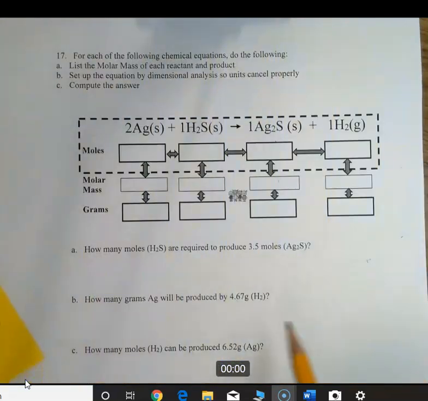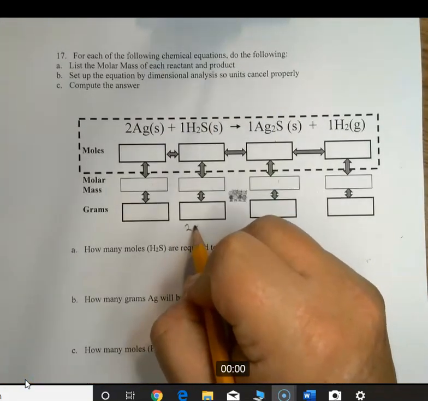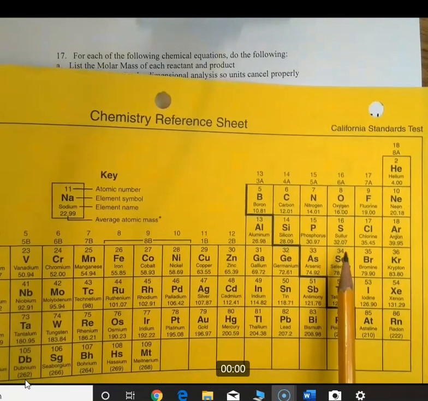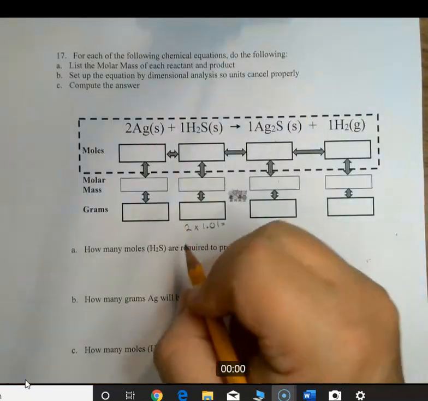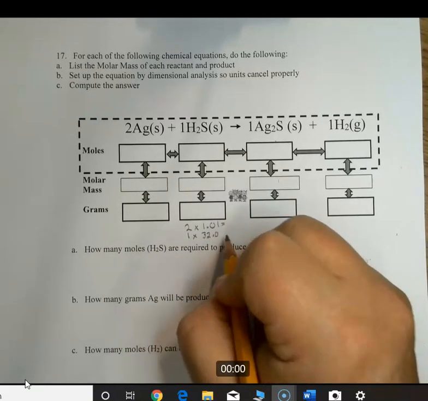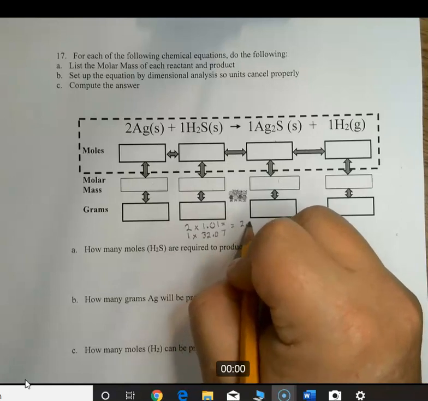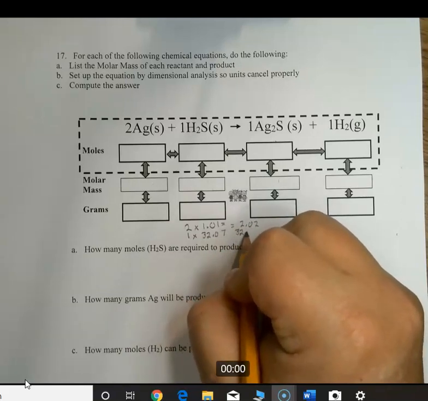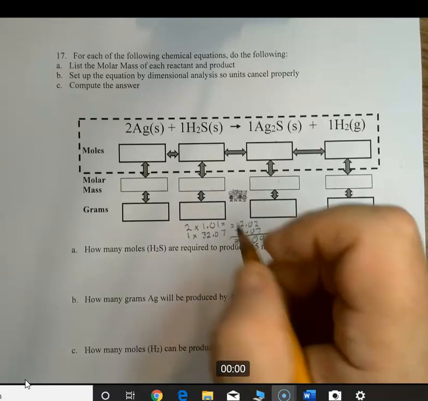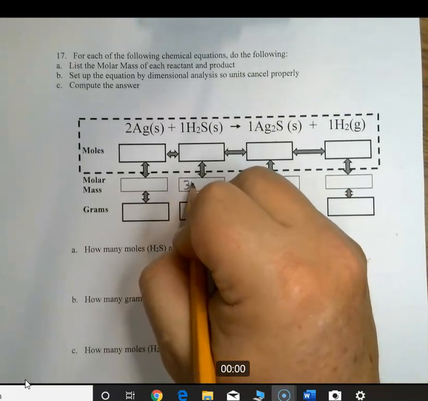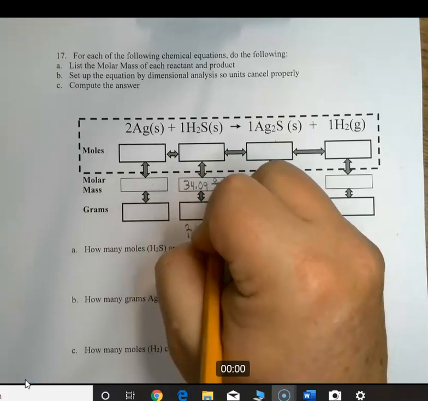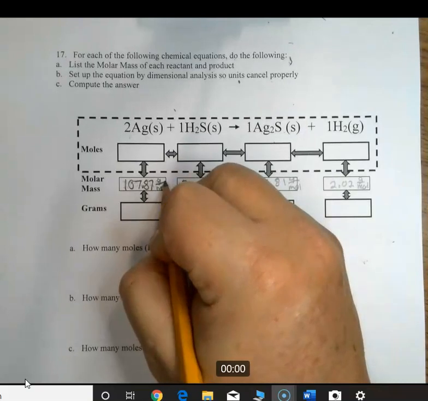So H2 is 2 times 1.01 for hydrogen. And 1 sulfur. Sulfur is 32.07. That's going to give you 34.09. So I'm going to put that right here, 34.09 grams per mole, per 1 mole.